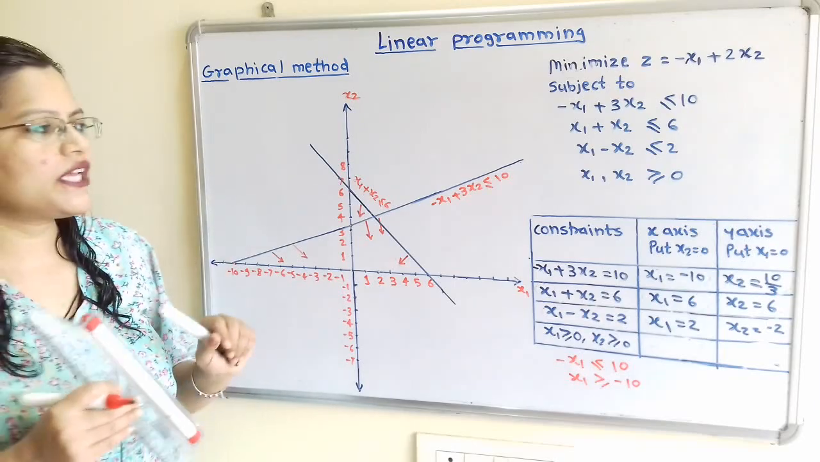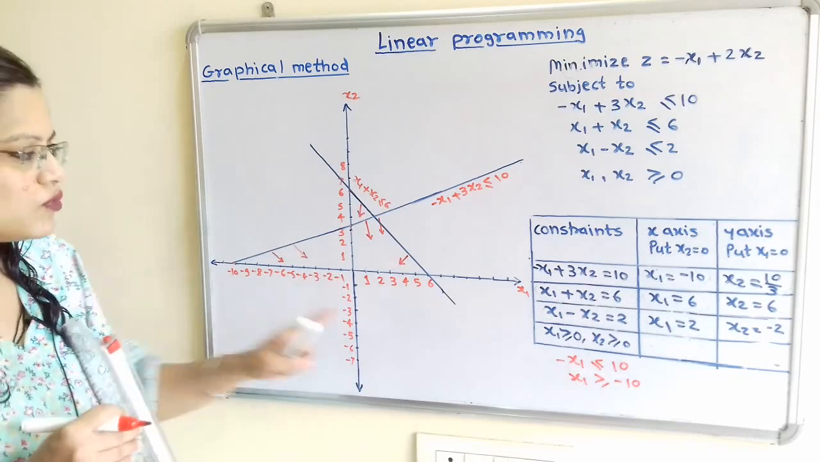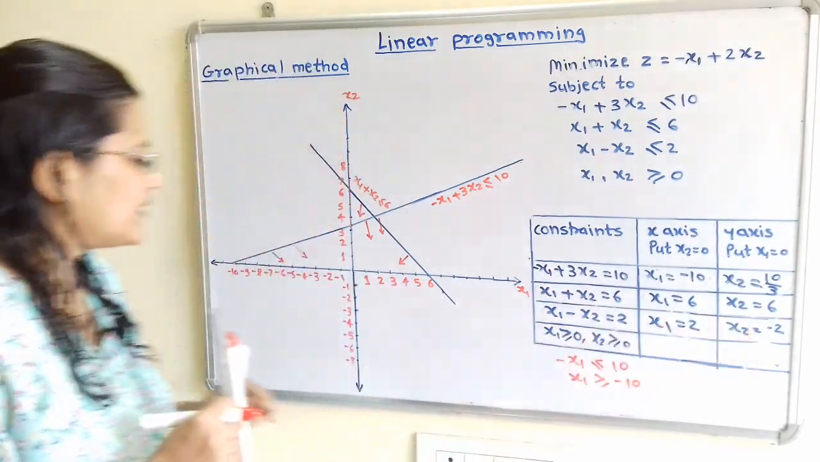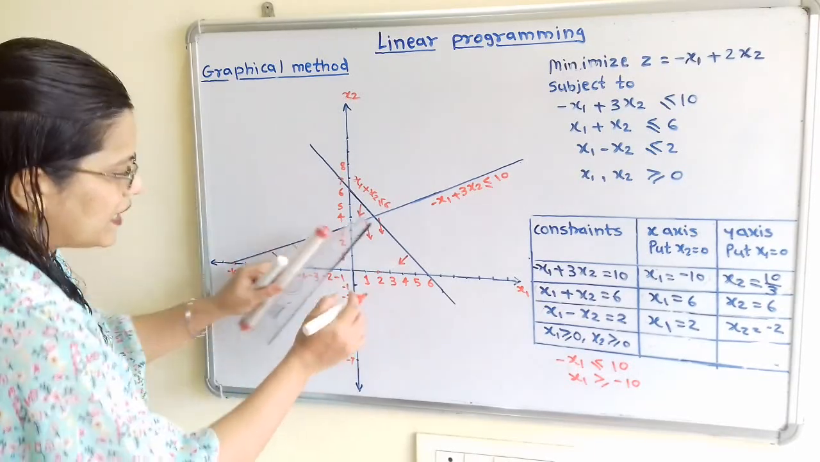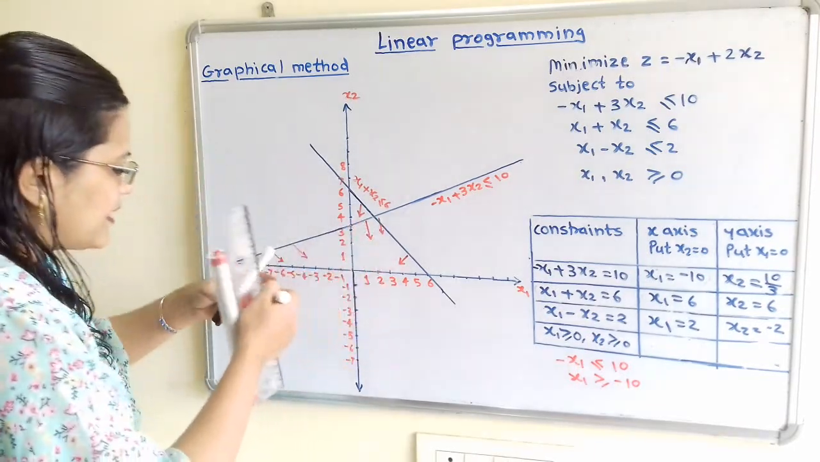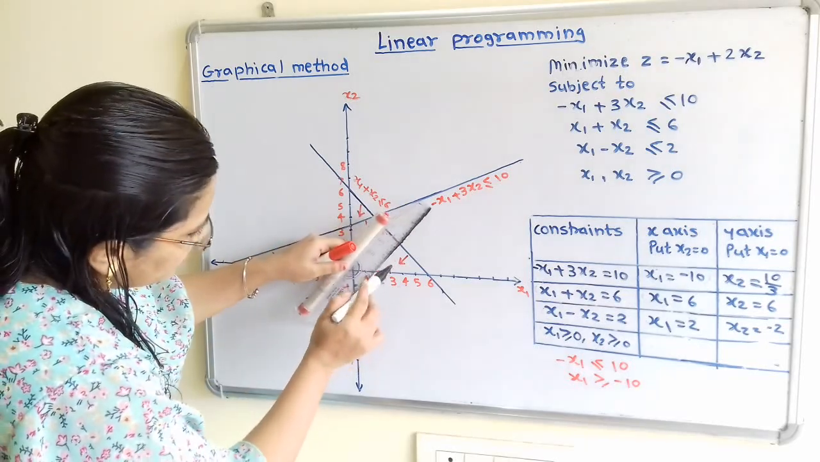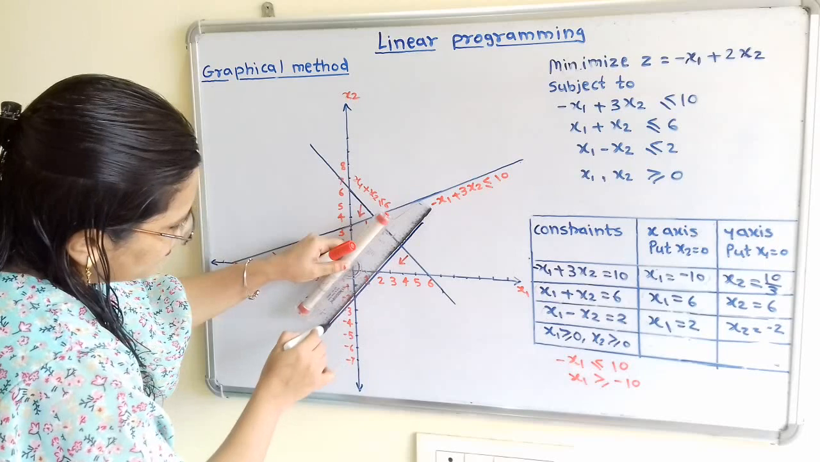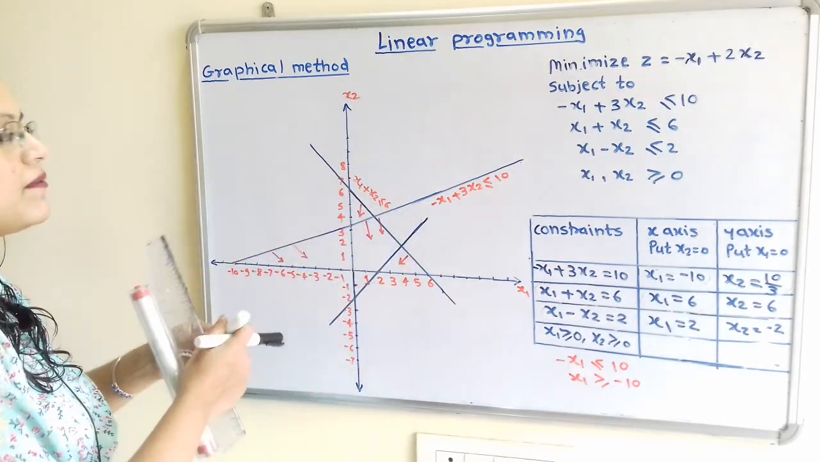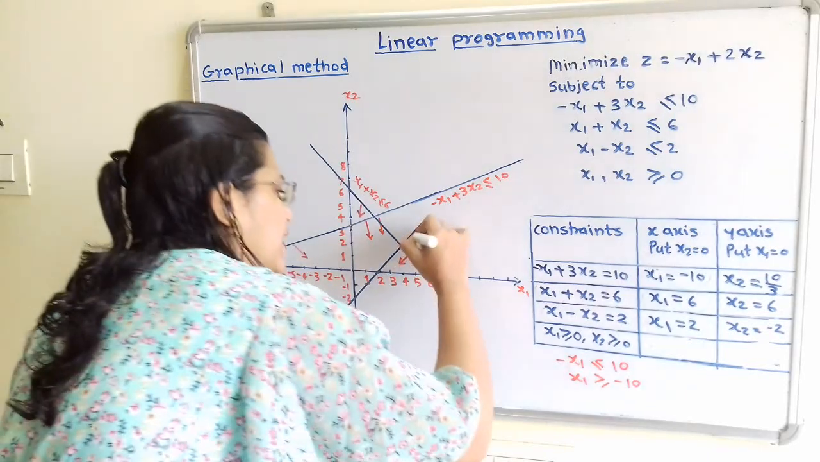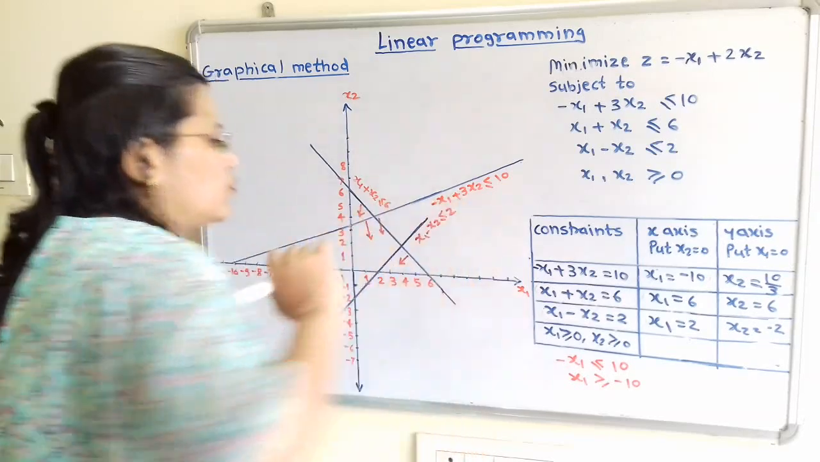Now we will move to the next. Here x1 minus x2 is less than or equal to 2. So here x1 is 2 and x2 is minus 2. That means we have to select these two points and draw one line. So I will draw one line here, and for this line we write the constraint x1 minus x2 less than or equal to 2.